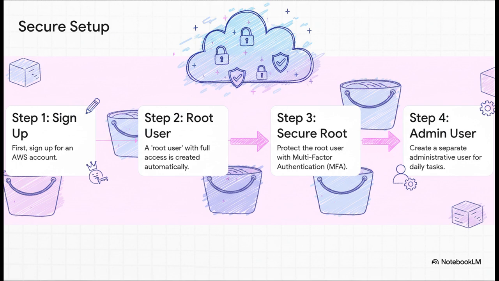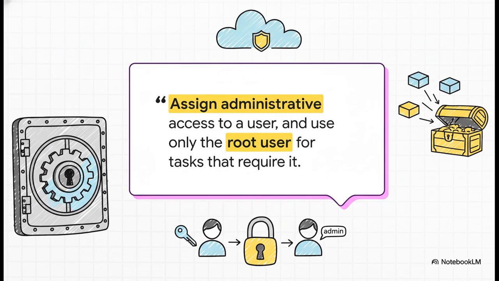So your first job is to protect it with multi-factor authentication, or MFA. Then you're going to create a separate admin user for all your day-to-day stuff. And this right here is the golden rule. You lock that all-powerful root user away in a virtual safe and only bring it out for very specific, high-level jobs. For everything else, including what we're about to do, you use that admin user you just created. Seriously, this isn't just a tip, it's a fundamental security practice in AWS.